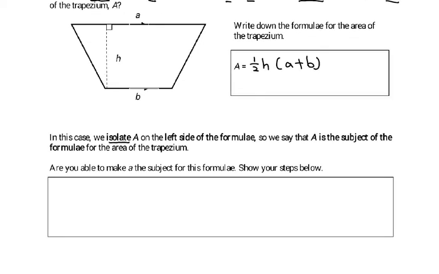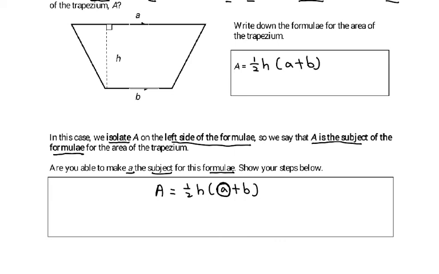So here we isolate A on the left side of the formula, and as such we say that A is the subject of the formula. So are you able now to make A the subject of this formula? So what we do is we write down the formula. We try to make A the subject of this formula by removing all its neighbors.